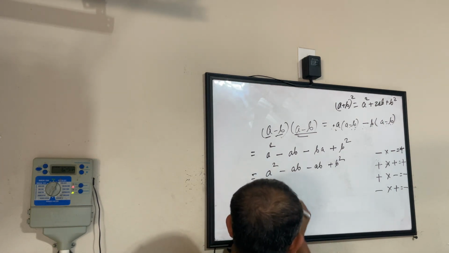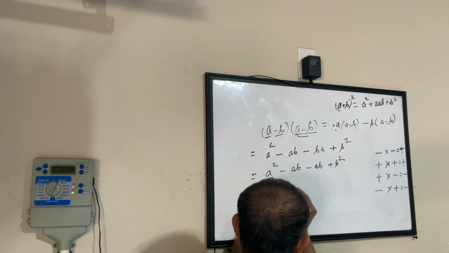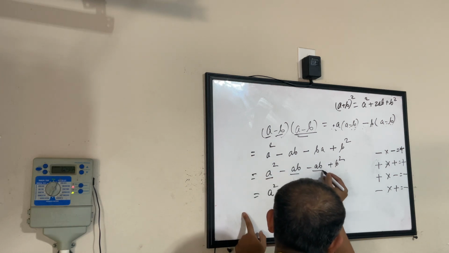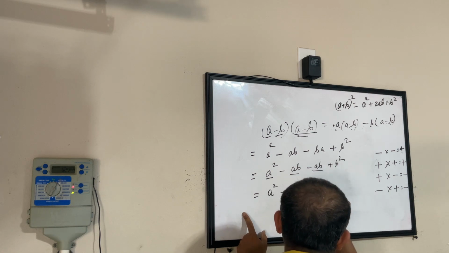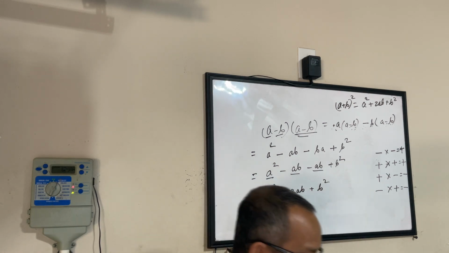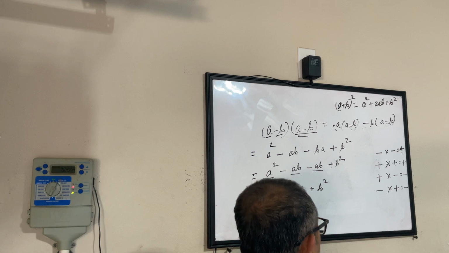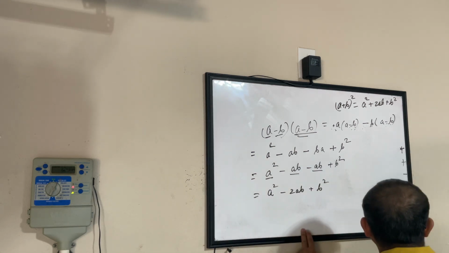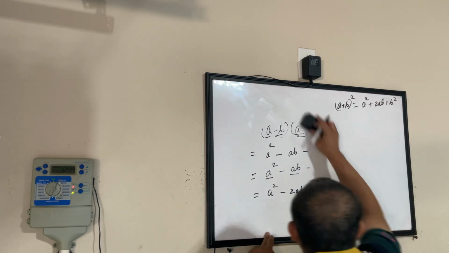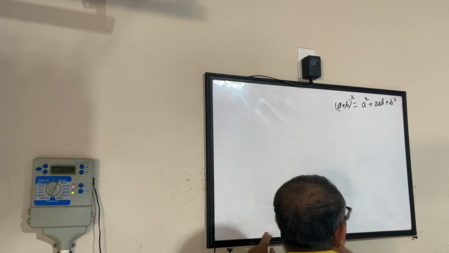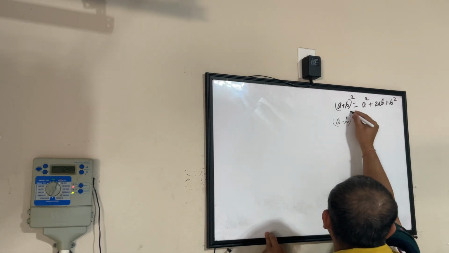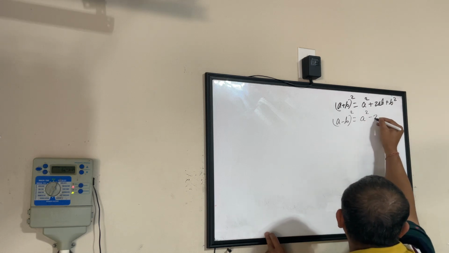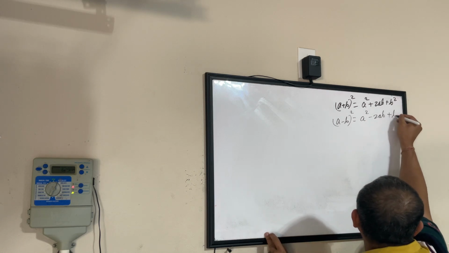Now, what does it become? A square, one AB and one more AB, both negative. So minus 2AB plus B square. This became my second algebraic identity, which says A minus B whole square equals A square minus 2AB plus B square.